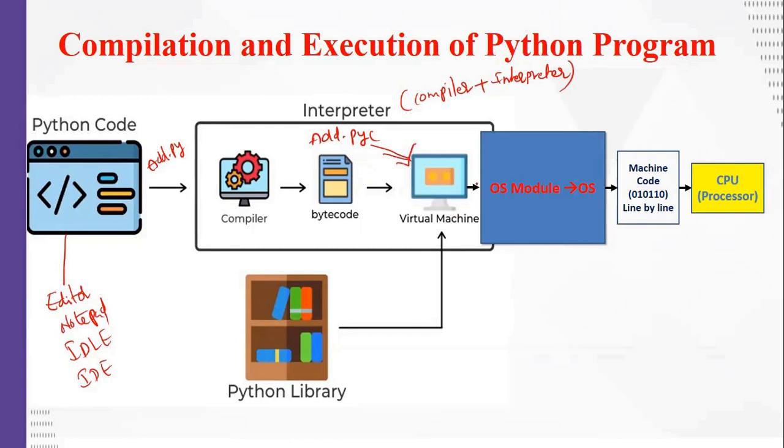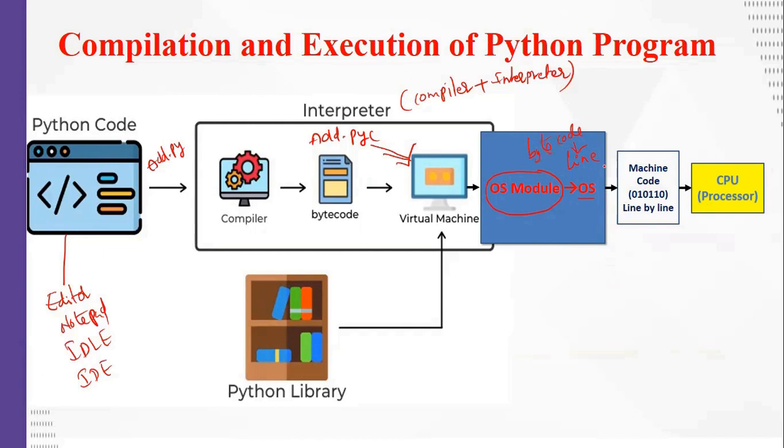The virtual machine is able to understand the bytecode generated by the compiler, and within that virtual machine there is a module called the OS module, which can interact with the operating system. Each line of the bytecode gets executed one after another. The line is taken, and it takes the help of the operating system. The operating system will invoke the CPU to execute each line.